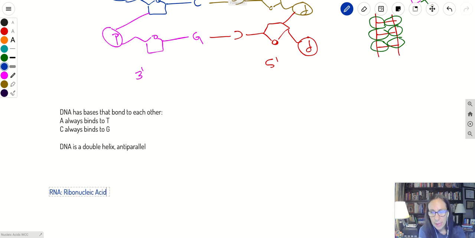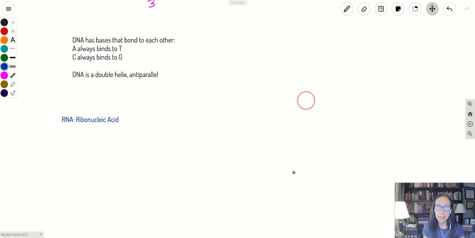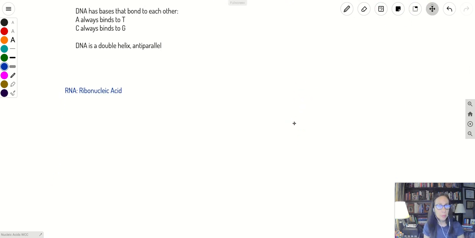And RNA, just like DNA, just like all nucleic acids, is made of monomers, which are called nucleotides. So we have an RNA nucleotide. RNA nucleotides are what the polymer RNA is made of. And RNA nucleotides have 3 parts.